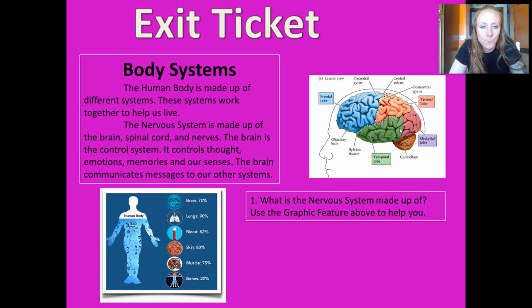Body systems. The human body is made up of different systems. These systems work together to help us live. The nervous system is made up of the brain, spinal cord, and nerves. The brain is the control system. It controls thought, emotions, memories, and our senses. The brain communicates messages to our other systems. Please read for a second read, 30 seconds, go.